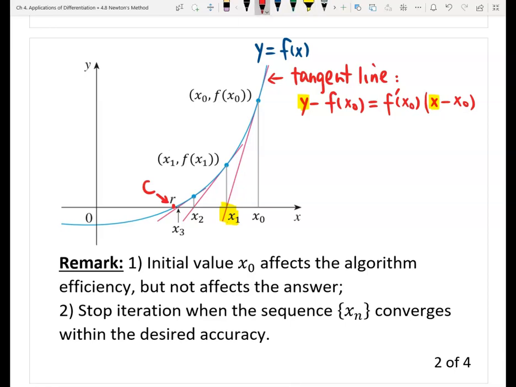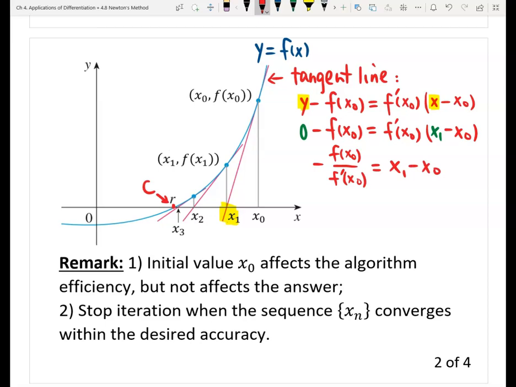Let me write it this way. This y should be 0, right? So minus f(x0) equals f prime, and this x should be what we need, the x1, right? And then minus x0. Solve this equation to find x1. It is easy to solve. Dividing by f prime, we have negative f(x0) over f prime(x0) equals x1 minus x0. We need x1, so we add x0 to both sides. Can you see what we get? We get x1 equals x0 minus f(x0) over f prime(x0).